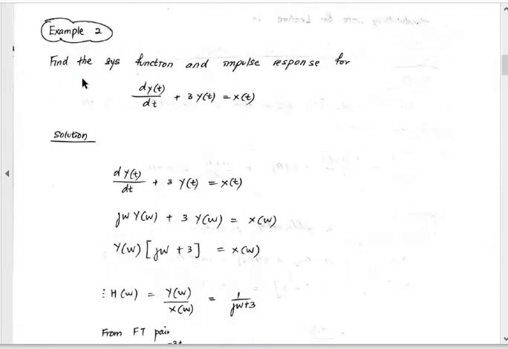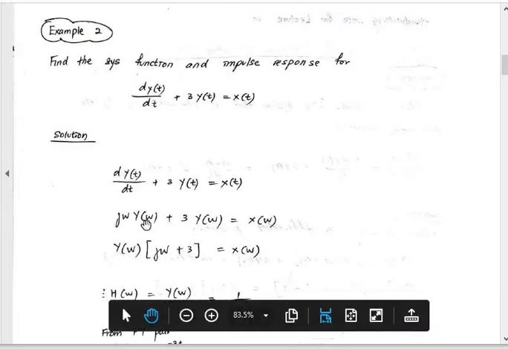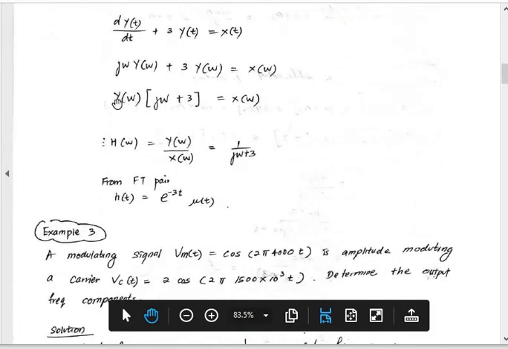Okay. Now let's look at another example. Find the system function and the impulse response for y'(t) + 3y(t) = x(t). So again, it's the same as the previous example. You change y'(t) to jωY(ω), 3y(t) to 3Y(ω), x(t) to X(ω), and then you collect the Y(ω) and X(ω).